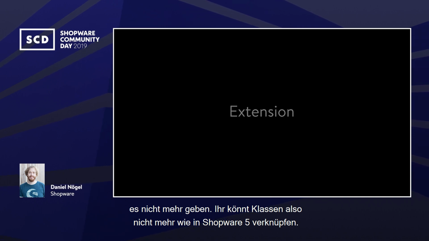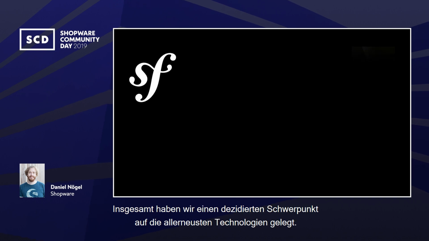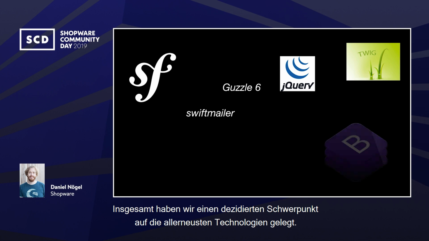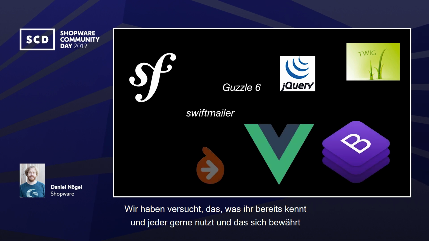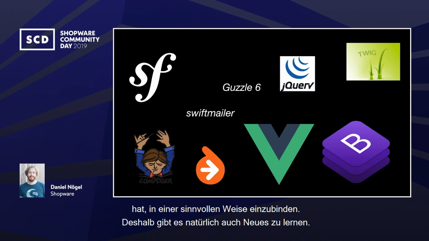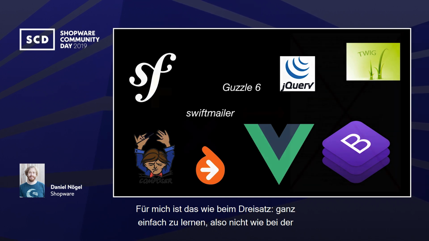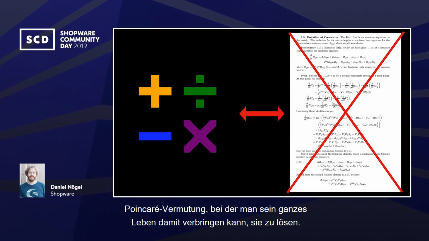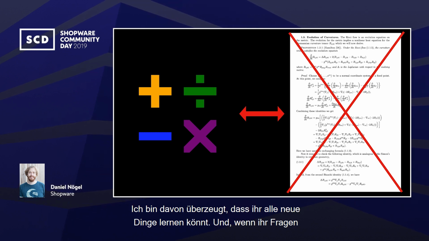So all in all, we place great emphasis on having state-of-the-art technology. So we try to use the things that you already know, that everyone loves to use, and that have proved to work in a good way. And for that reason, I think, of course, you will have to learn new stuff. But for me, it's more like a rule of three, or in Germany, we say Dreisatz. So it's a very simple thing to learn, and it's not like the Poincaré conjecture or something you can spend your life with solving. So I think every one of you will be able to learn the new things.